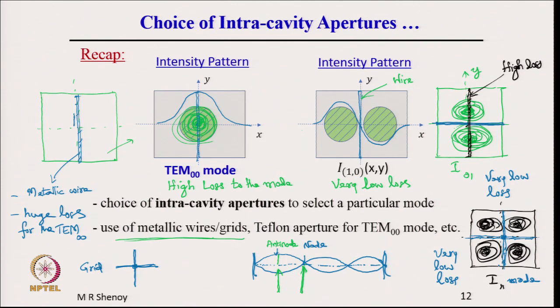This grid would cause high loss, and therefore, you can select only one transverse mode, whether it is 00 mode, 10 mode or 01 mode or 11 mode. You can select only one transverse mode by using appropriate metallic wires and grids. I have also written here that practically people use certain Teflon apertures to select only the TEM00 mode. Let us discuss this in the next slide.